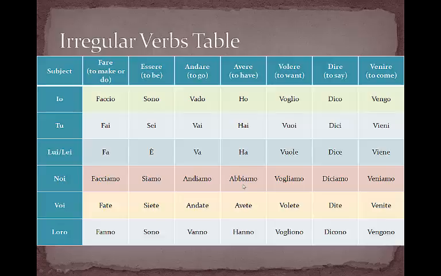Avere is to have. It's similar if you've taken Spanish or French. It'll do the same functions. So if you're saying I'm hungry, you'll say I have hunger, ho fame, or if I'm afraid, or I'm tired, all of those you can use avere for. Again, another important one to know. I'm assuming you all know the pronunciation, but the H in Italian is silent. So let's run through these.